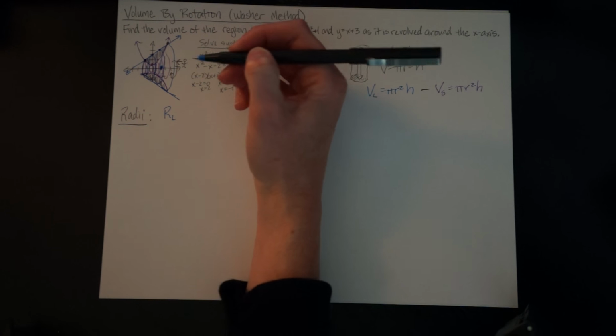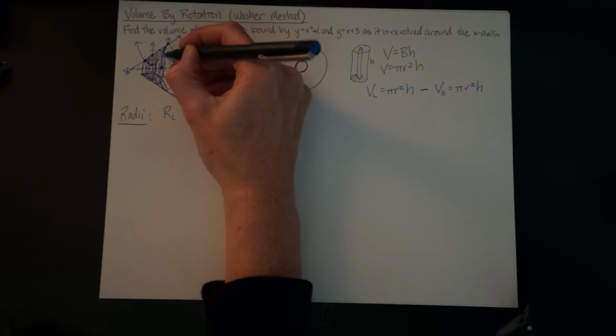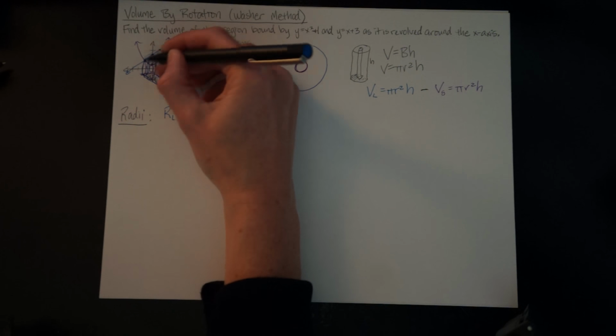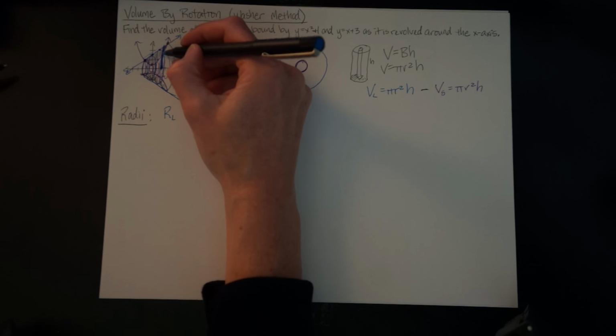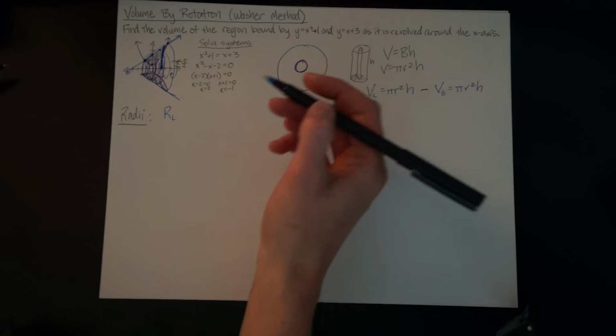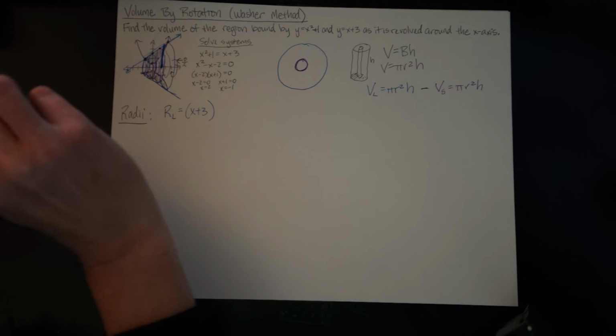This x-axis, we're always going to go perpendicular to where we're trying to revolve around. So the x-axis all the way up here, touching the highest point, which is that line. So it's not 5, it's not 6, it's not some constant number. It's the equation of x plus 3. So the radius of the larger is x plus 3.